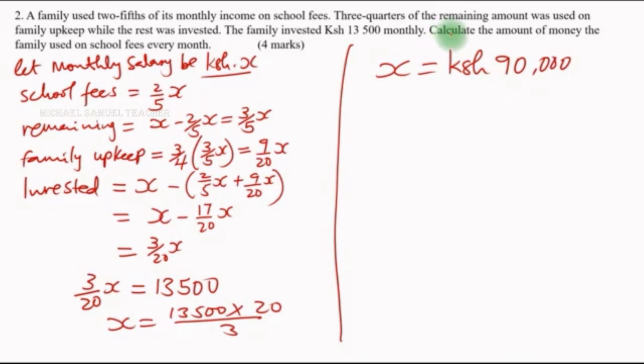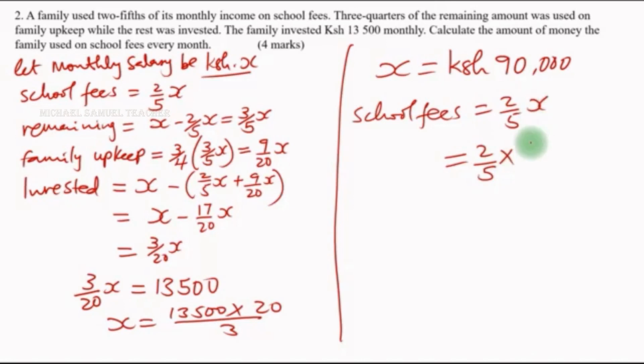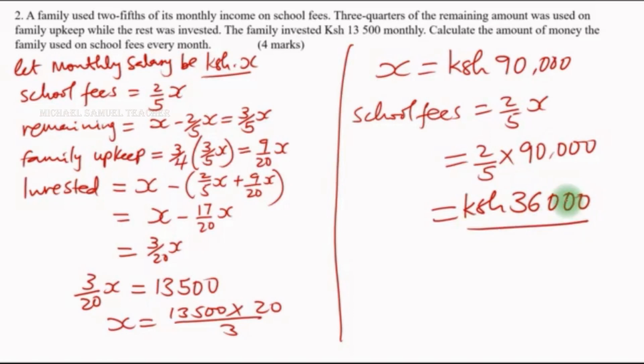The question: have we answered the question? Calculate the amount of money the family used on school fees. On school fees, the family used what? 2/5 of x. So that is 2 over 5 times x, which is 90,000. If you multiply, you get 36,000. So that's what the family used on school fees. Alright, we move on to the next.